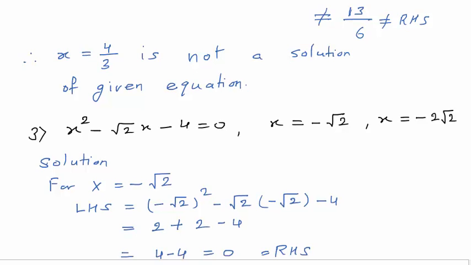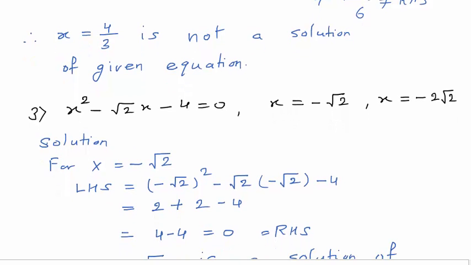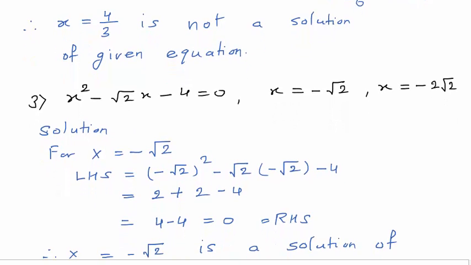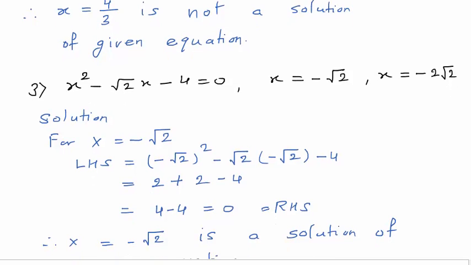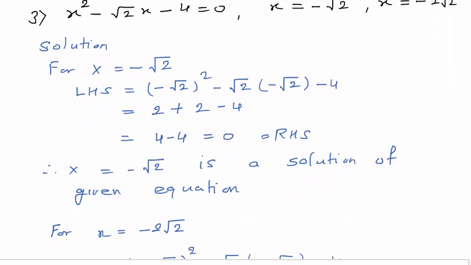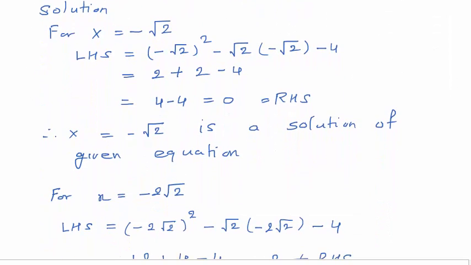In the same line, a few more problems we can solve. x square minus root 2 x minus 4 is equal to 0. Here two values are given, x is equal to minus root 2 and x is equal to minus 2 root 2. When we put minus root 2, the result we get is 0. So therefore I will say that x is equal to minus root 2 is a solution of the given equation.